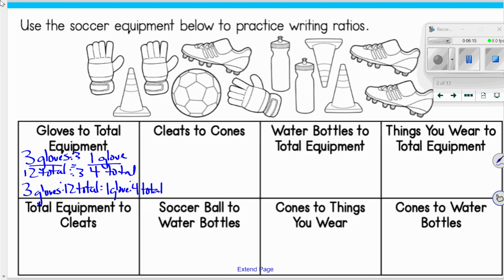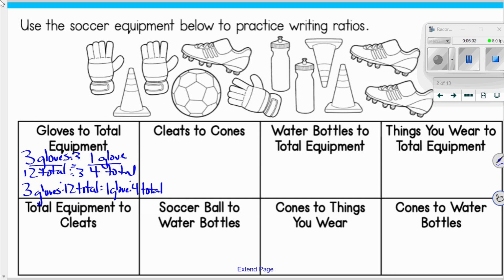Did you have to put in the labels? No, technically you didn't have to. However, I would highly encourage you to do so, because it's going to help you keep everything straight as we go, as the problems start getting more complex.